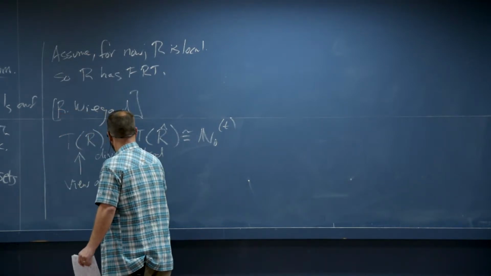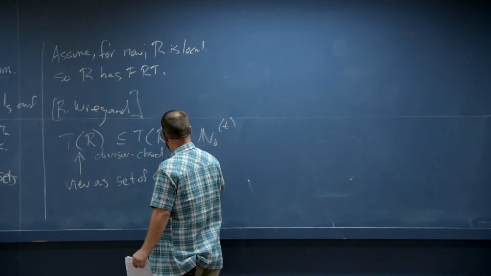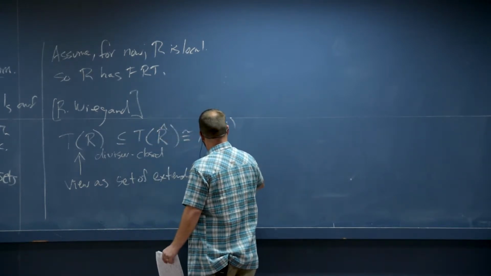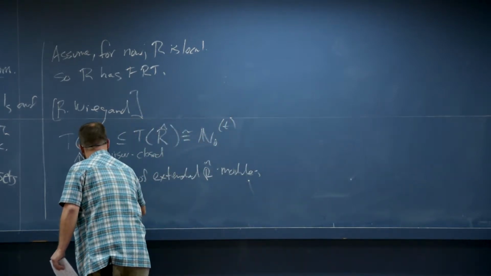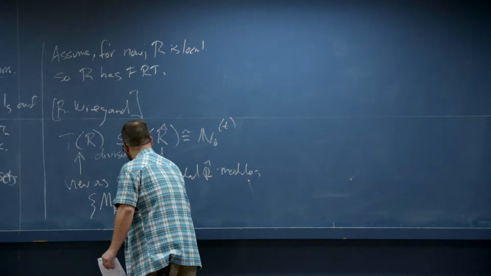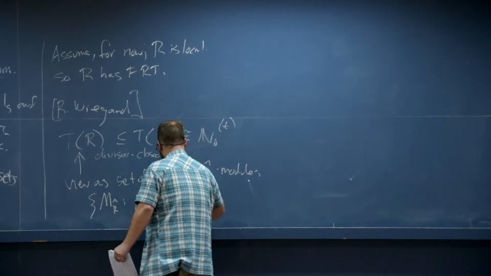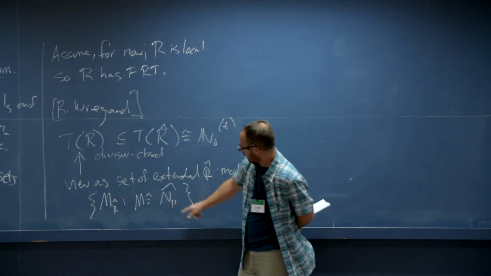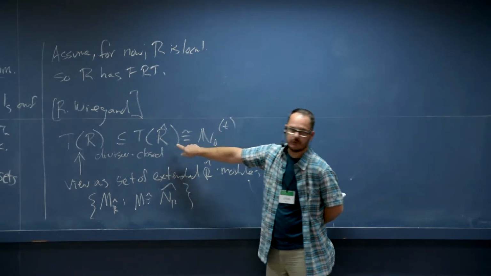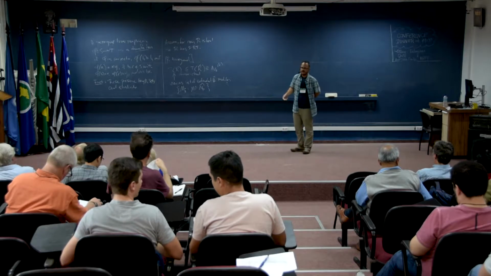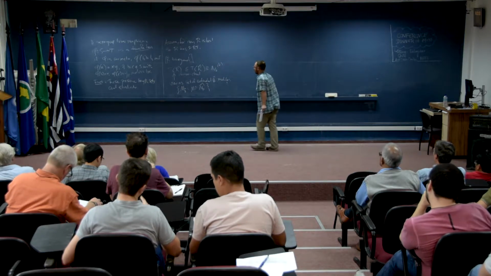Okay. So we want to view this as the set or semigroup of extended R hat modules. So as Graham mentioned, a module over the completion is extended if it's the completion of a module from downstairs.